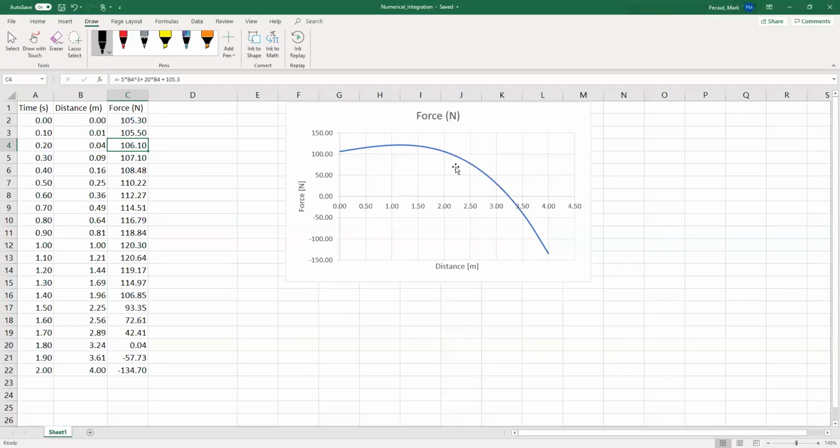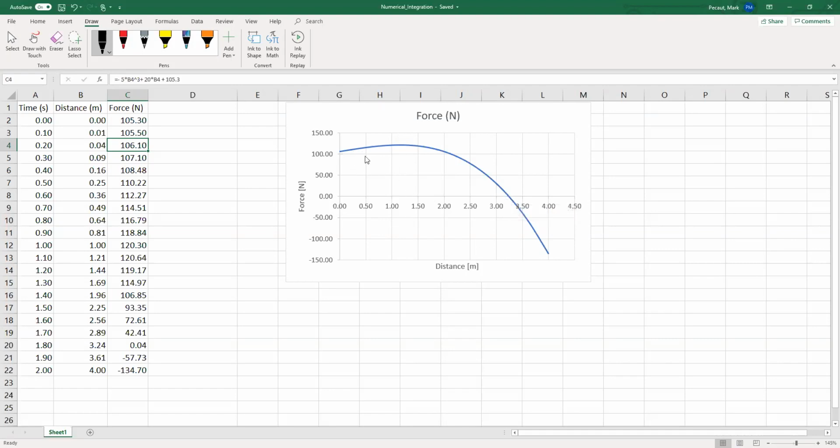So we're primarily interested for this particular question in the work done while the force is positive here. So the force is positive over here and then it switches to negative here. We want the positive area here, and we want to find the area underneath this curve until the force becomes negative. That's our question that we're trying to answer here.